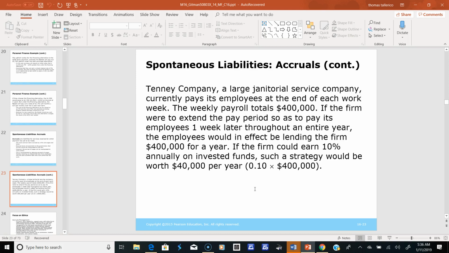So here's an example of this. There's a weekly payroll here, and if the firm were to extend the pay period, so it has to pay its employees 1 week later throughout an entire year, if they delay a week's payment, then they save themselves some money. So there's a lot of games that I've always played with this stuff.